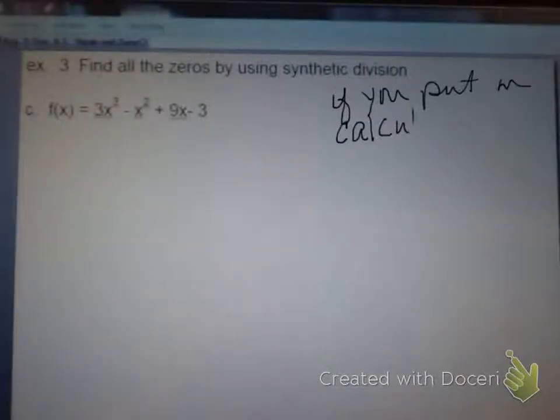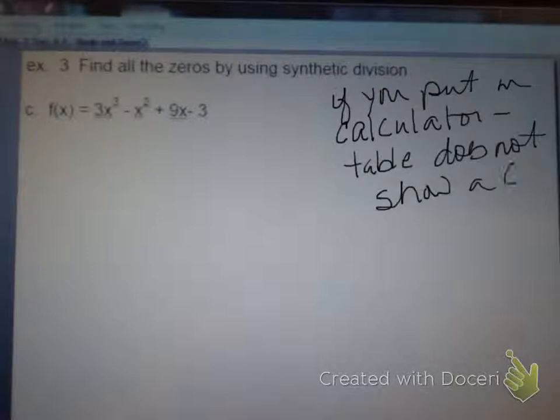If you put this function in the calculator, it does not show you any zeros on the table. If you look at the graph, it's in between numbers, so we're not sure. So we're going to have to do another option. My other option is to factor by grouping.